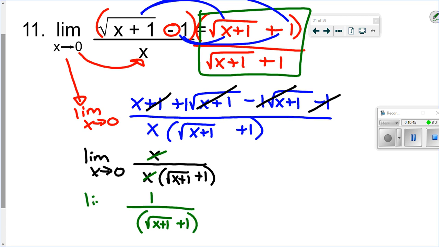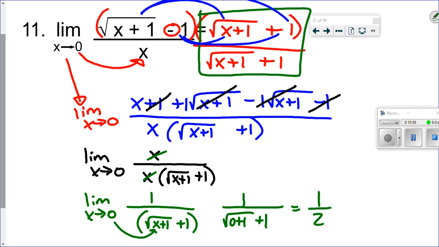And then we can finally plug in 0 for x. So if we plug in 0 for x, I have 1 over the square root of 0 plus 1 plus 1. So 1 over 2. So the limit as x approaches 0 is 1/2.